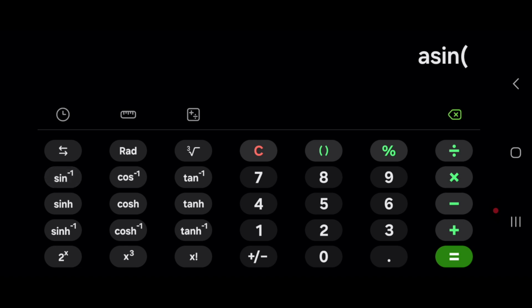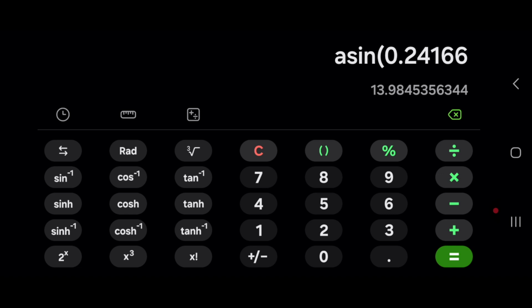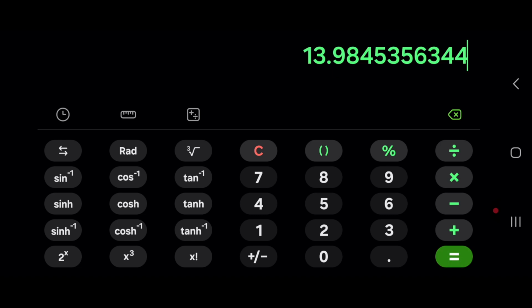and just type my numbers in, which is 0.24166, you'll see right under there it says 13.98. That means it's 13.98 degrees that we're talking about. If I hit the equal sign, you see it gets much bigger. 13.98 degrees is the inverse sine of 0.24166.